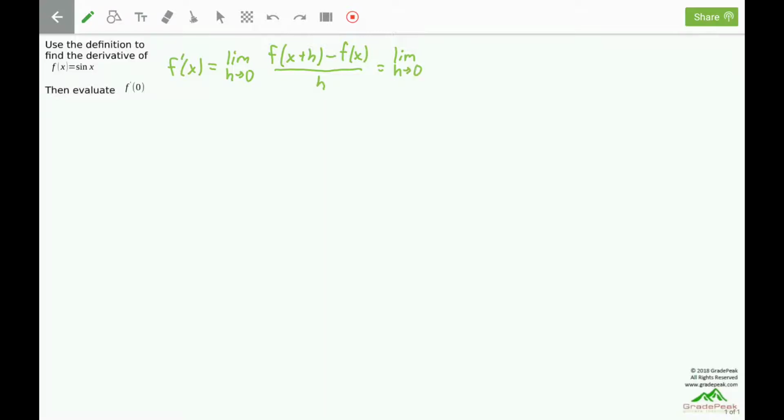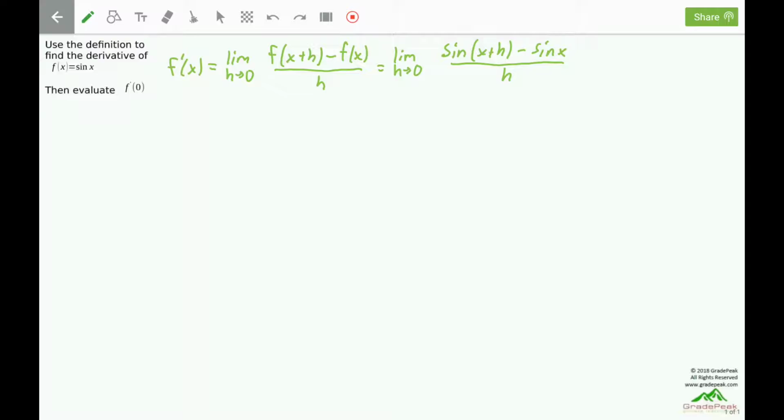The next thing to do is to formulate f of x plus h. That means to take f of x, sine x, and replace every x with an x plus h in parentheses. Sine of x plus h. We'll subtract from that f of x, which is sine x, and all of that is over h. Now we have the 0 over 0 indeterminate form, and our goal is to no longer have the 0 over 0 indeterminate form.